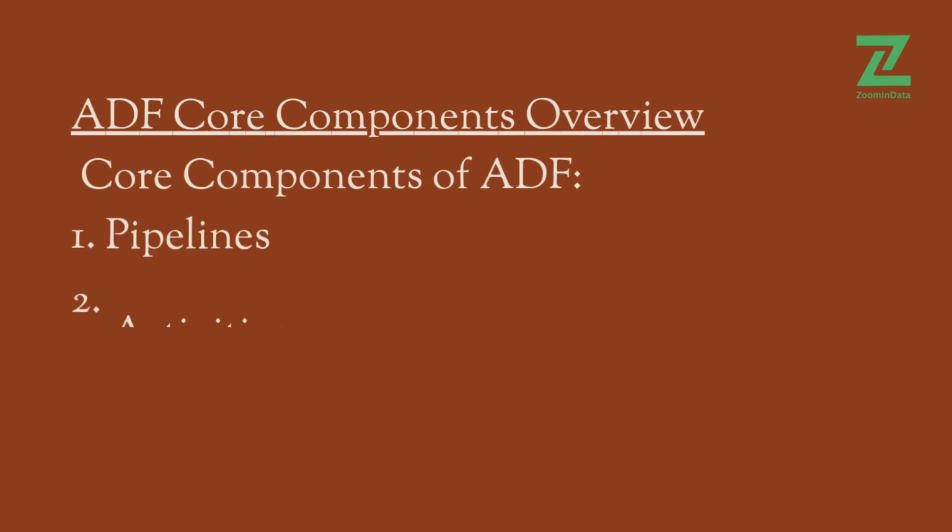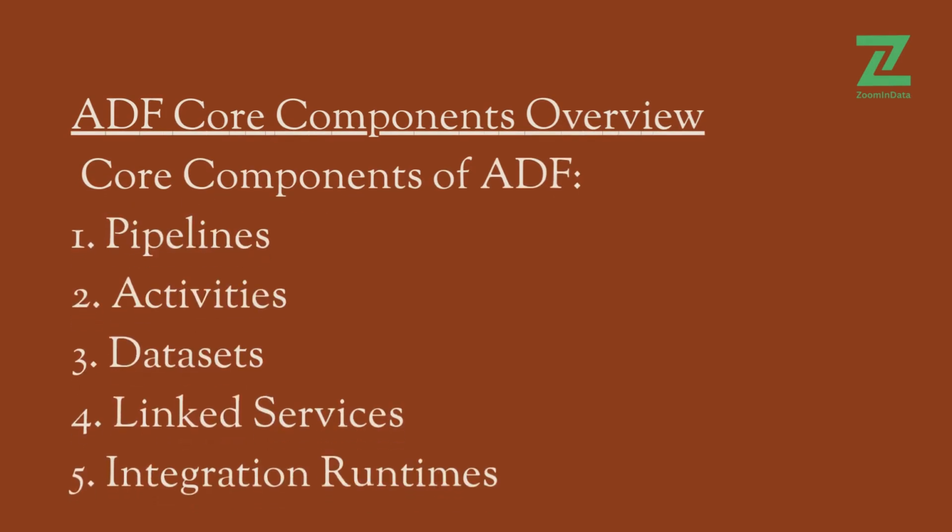Azure Data Factory is built from several core components that work together. Pipelines are the main containers for workflow orchestration. Activities define what happens inside a pipeline, like copying or transforming data. Datasets represent the data you are working with. Linked services connect to external sources, like a database or blob storage. Integration runtimes are the compute infrastructure that executes your pipeline tasks. In the following slides, we will explore each component in detail.